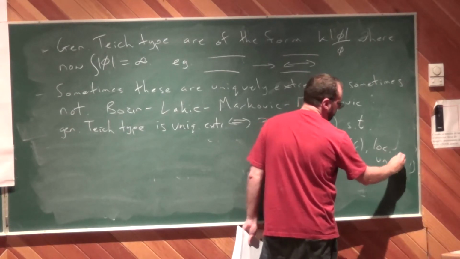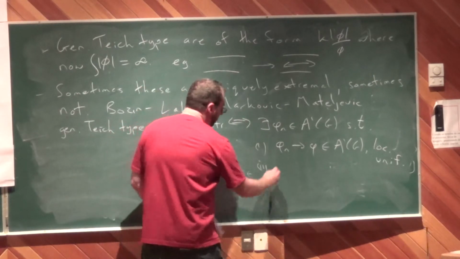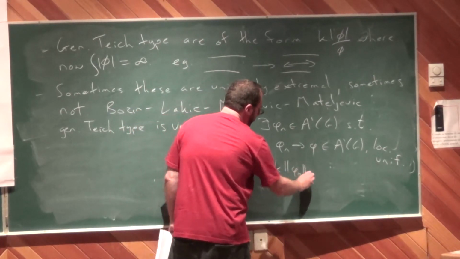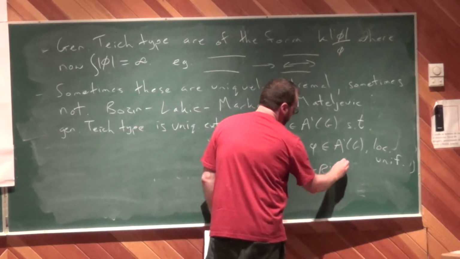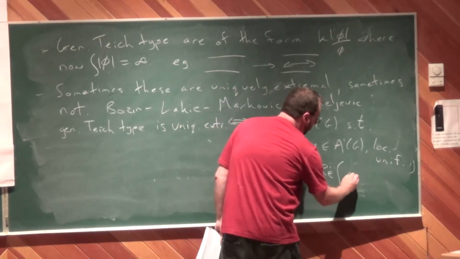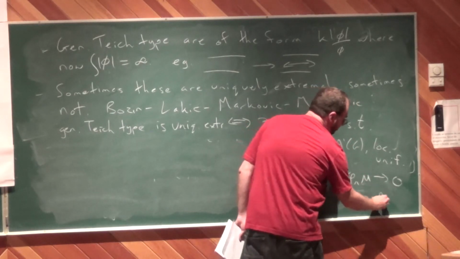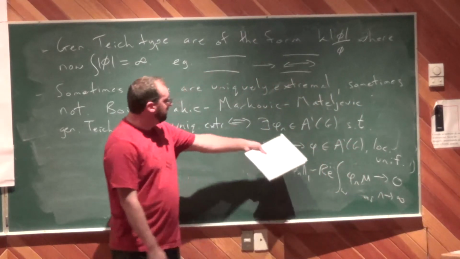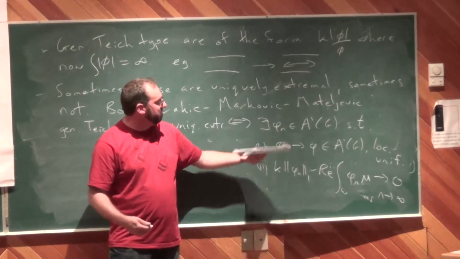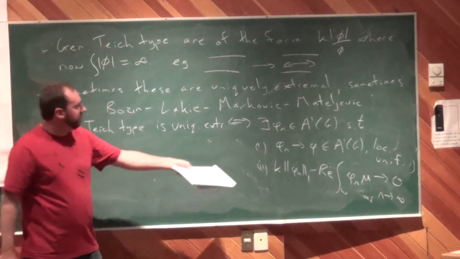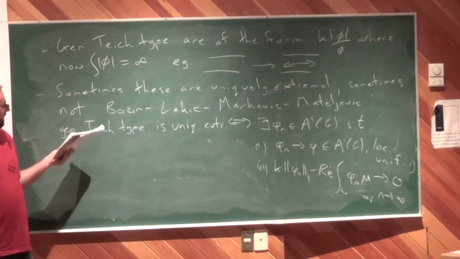uniformly on compact subsets, or locally uniformly, and 2, K times the one norm of phi n minus the real part of the integral of mu phi n goes to 0 as n tends to infinity. So these sequences are called Hamilton sequences. There's a lot more you can say about them in relation to extremal maps. But if you can find a Hamilton sequence like this, then you get a uniquely extremal generalized Teichmüller type mapping.